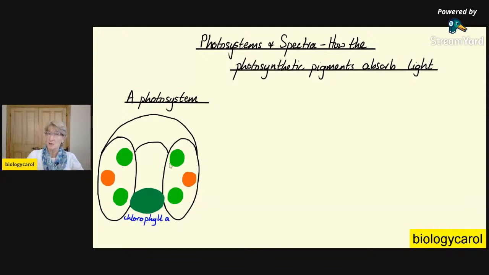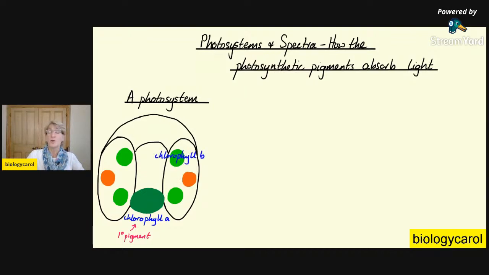What you do need to know are the photosynthetic pigments involved. Chlorophyll A is physically down the bottom of the photosystem. This is called the primary pigment, or your teachers might call it the reaction center. You can use either term, absolutely fine. In fact, nearly always use either chlorophyll A or primary pigment or reaction center. All kind of mean the same thing.